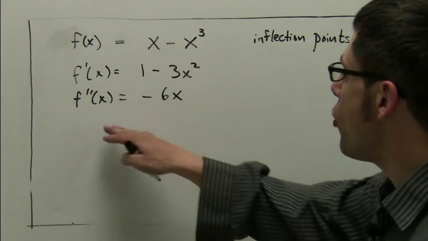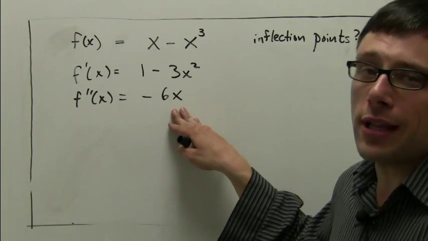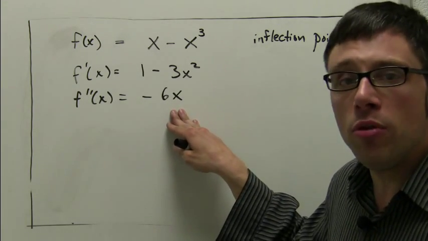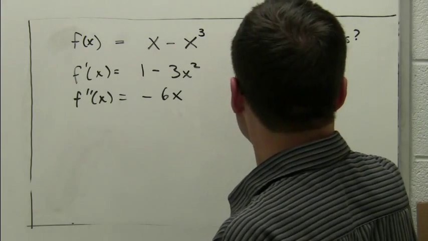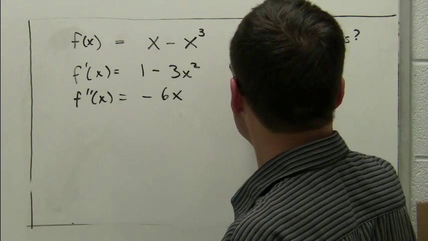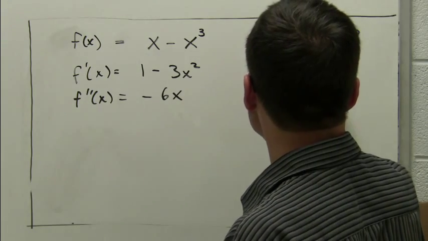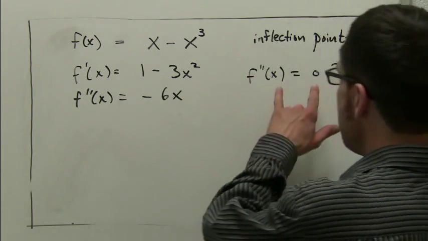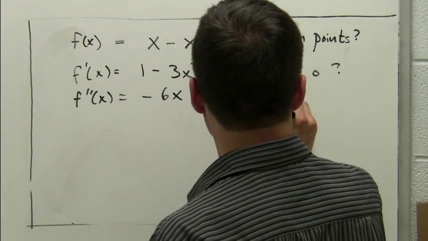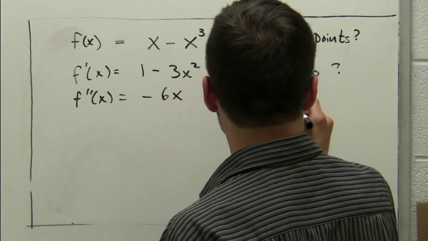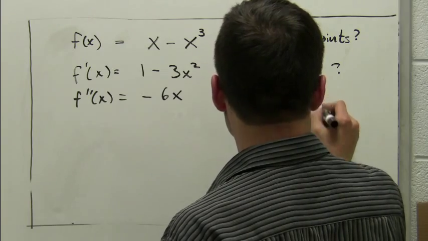Again, I know the second derivative is a line. It's perfectly smooth. It's differentiable everywhere. So I only need to worry about inflection points possibly at the places where f double prime of x is equal to 0. So I'm going to solve f prime prime of x equal to 0.